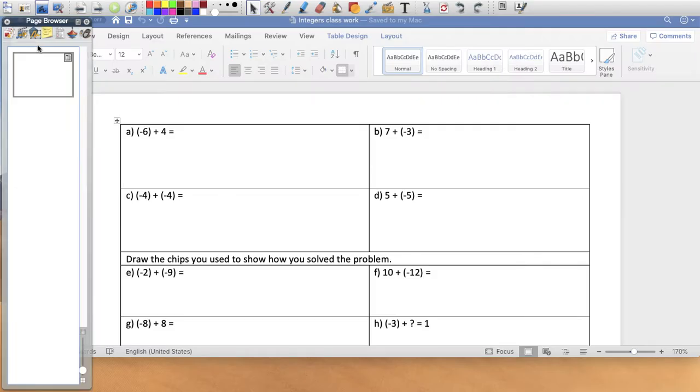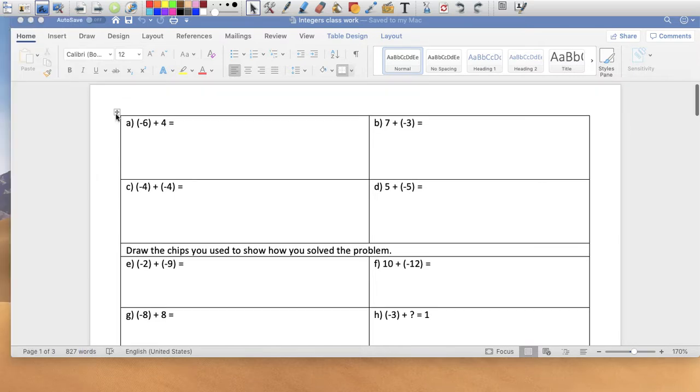Okay, so let's try this. You've had a little bit of work that you did in class dealing with this, so I'm hoping you can continue. I'm going to start with this one.